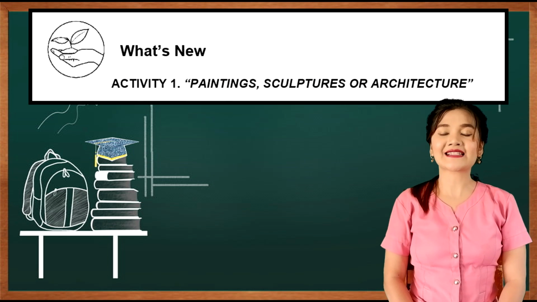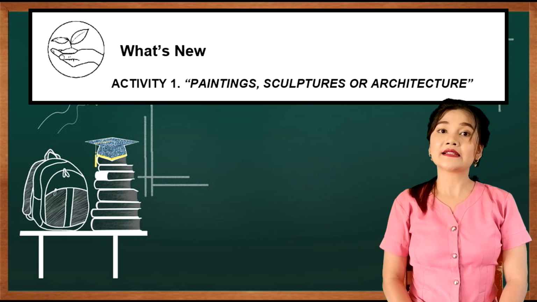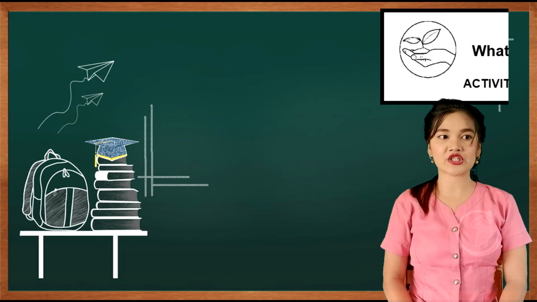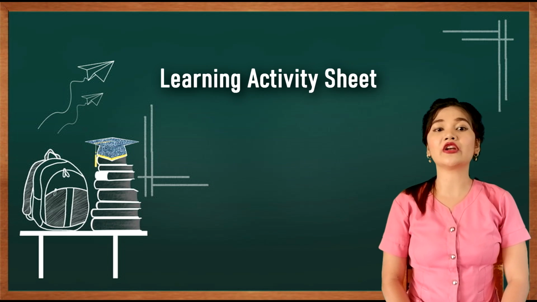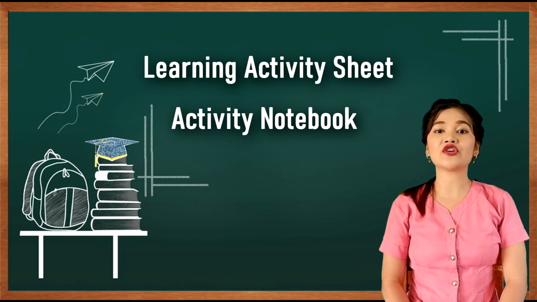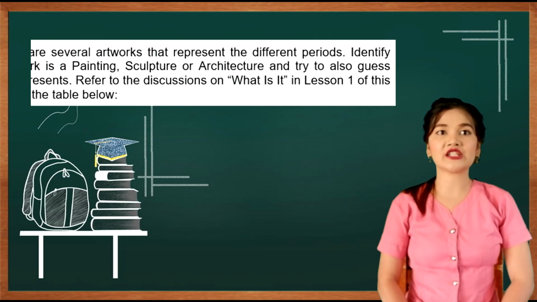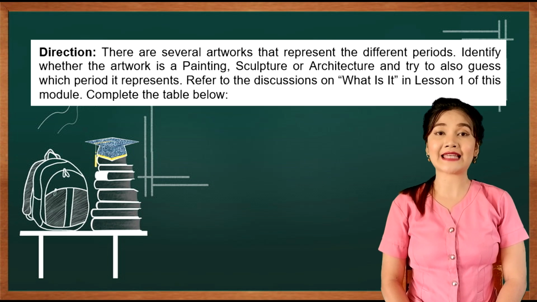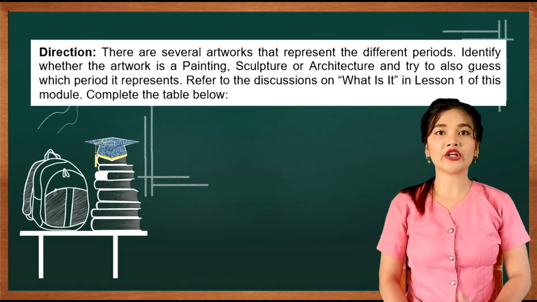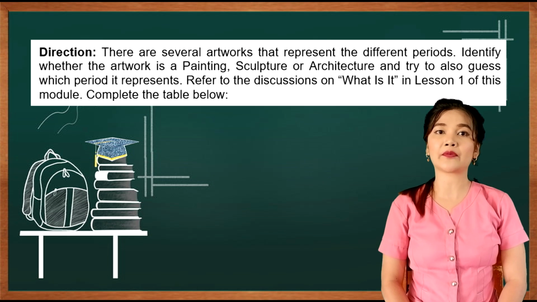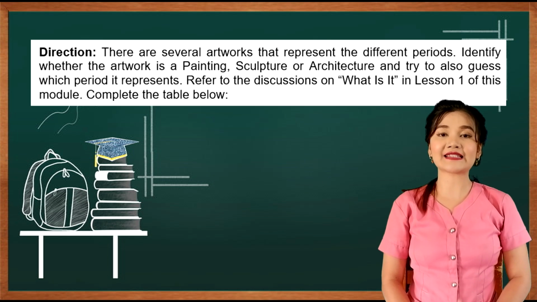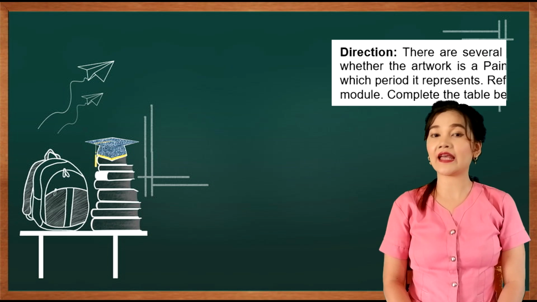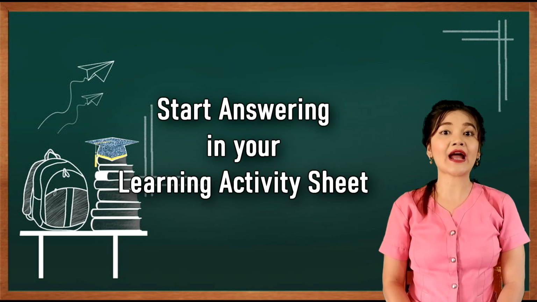What's new? Activity 1. Paintings, sculptures, or architectures. In this activity, please refer to your learning activity sheet and answer it in your activity notebook. Direction: There are several artworks that represent the different periods. Identify whether the artwork is a painting, sculpture, or architecture, and try to also guess which period it represents. Refer to the discussions on what is it. Complete the table in your learning activity sheet. And now, you may start writing in your activity sheet.